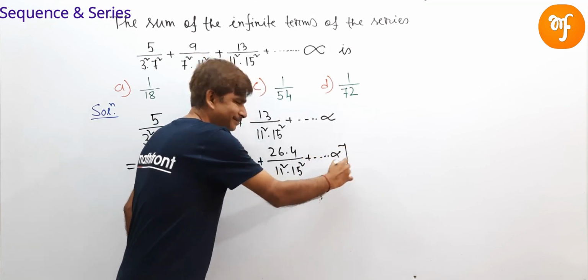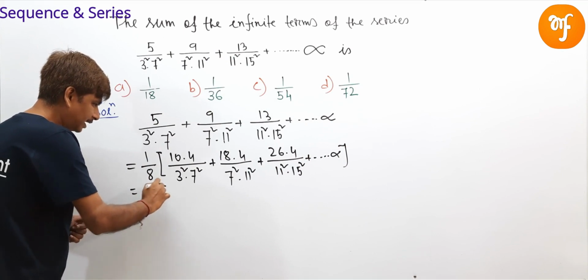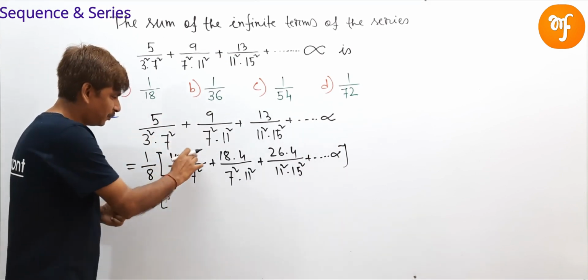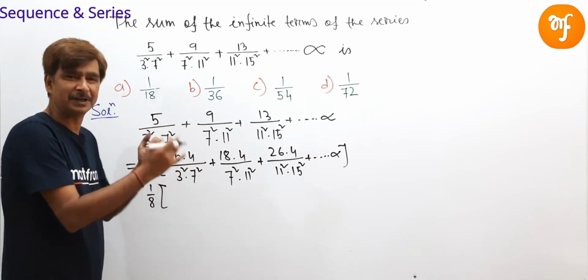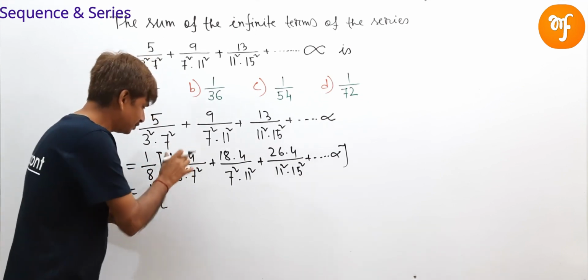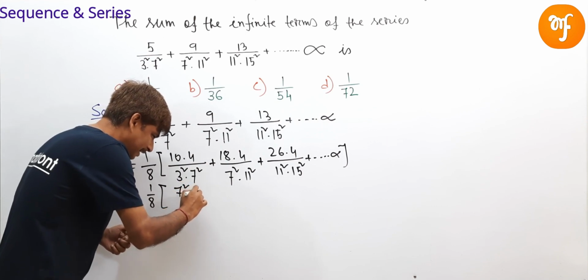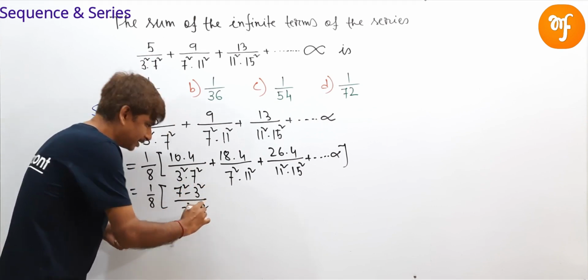Like this. Now, in the first term, this 10 can be written as 7 plus 3 and this 4 can be written as 7 minus 3. So 7 plus 3 into 7 minus 3 is what? This is 7 square minus 3 square. So the numerator can be written as 7 square minus 3 square. The denominator is 3 square into 7 square.